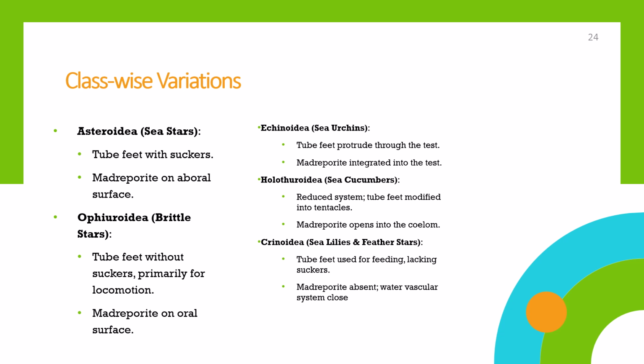In Asteroidea, the Madreporite is on the aboral side, whereas in Ophiuroidea it is on the oral side. In Echinoidea, the Madreporite is integrated into the test, whereas in Holothuroidea the Madreporite opens into the coelom, and in Crinoidea the Madreporite is absent, so the water vascular system is a closed system here. That means there are variations of the water vascular system. But as far as your first year syllabus is concerned, you have the water vascular system in starfish, not in all Echinodermata. To give you extra information, I have included this.